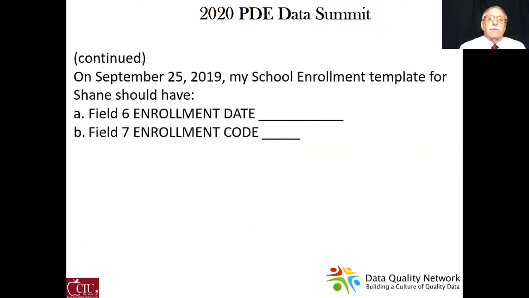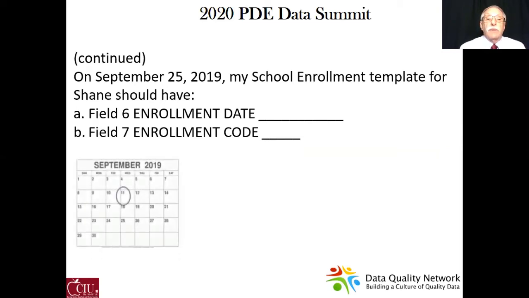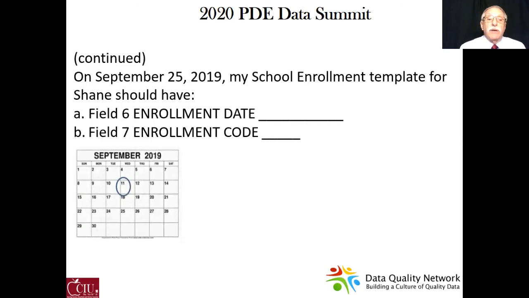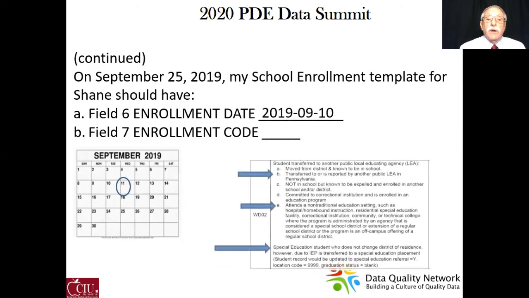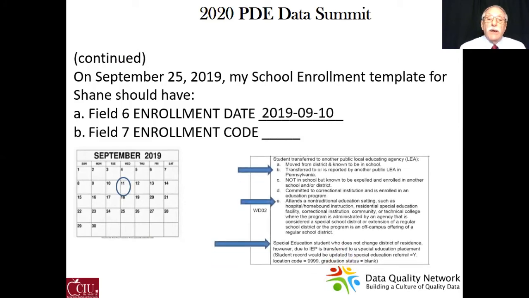Okay, for Shane on his school enrollment template, his activity or enrollment date is going to be, he enrolled there on the 11th, so we could report him as leaving us on September 10. And his enrollment code, well, since he's going to a facility where he's going to be reported by the local IU, he's going to be served by another public LEA, so that's why we would use WD02.